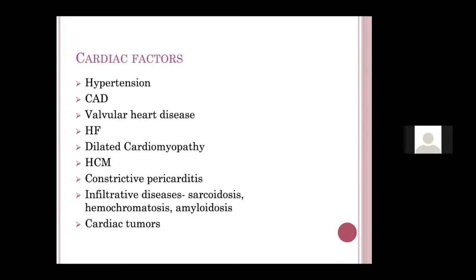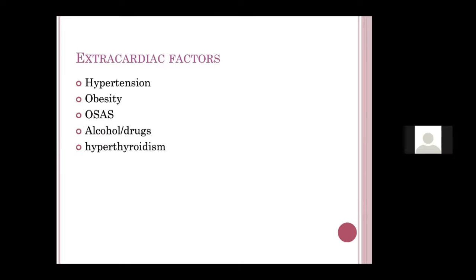Then we have coronary artery disease and valvular heart disease. Most common is mitral stenosis, followed by MR, AS, AR. All those can cause it in the later stages. Heart failure itself can cause atrial fibrillation. Any dilated cardiomyopathy, because of atrial dilatation, can cause AF. In hypertrophic cardiomyopathy, one of the important manifestations is AF because they present with palpitations. In pericardial disease like CCP, we can have AF. Apart from that, infiltrative diseases like sarcoid and amyloidosis can present with AF.